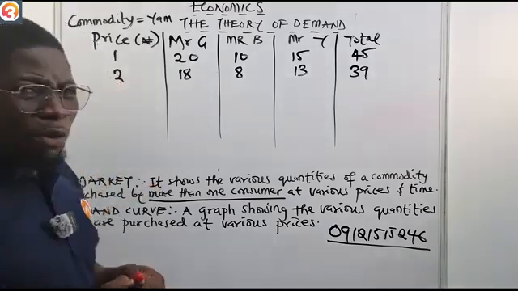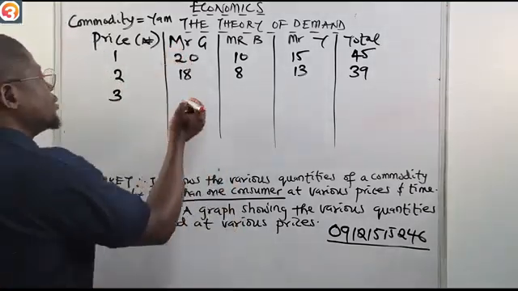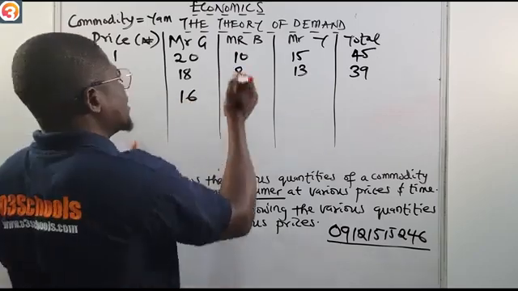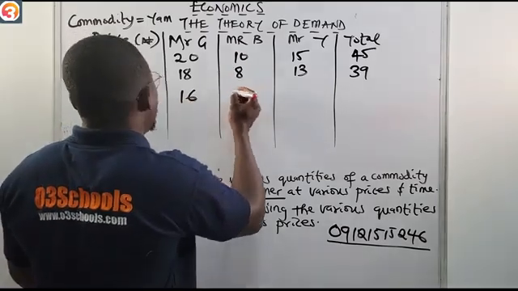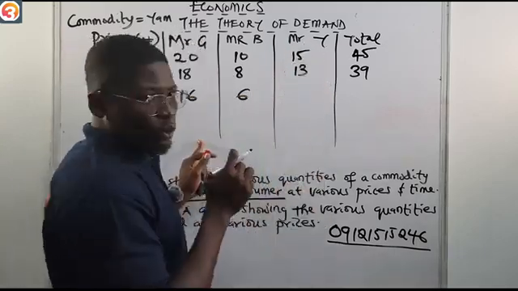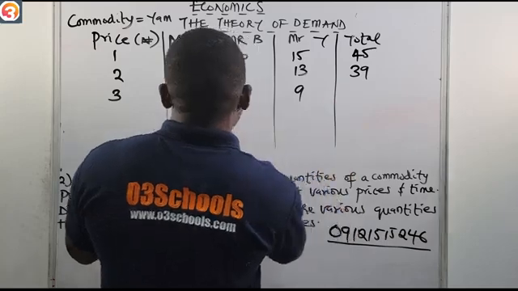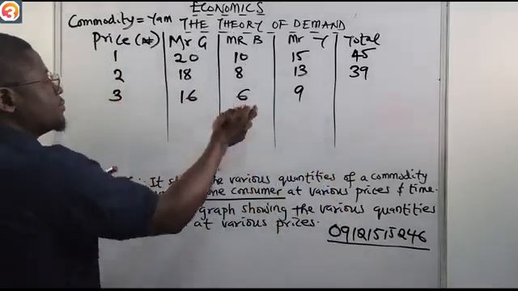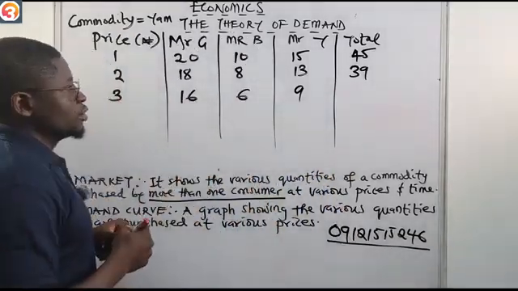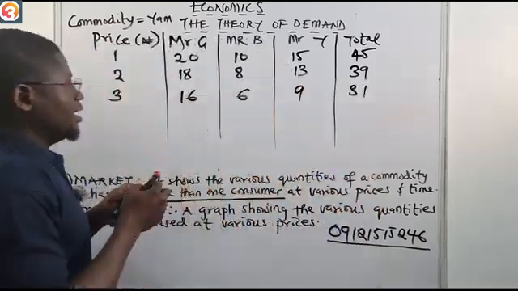Now when the price of the commodity went to 3 naira, Mr. Green was able to afford 16 tubers. Mr. Blue was able to afford 6 tubers. Then Mr. Yellow was able to afford, let's say, 9 tubers. Then if you add this together, I'm going to have 6 plus 16 is 22. Okay, 22 plus 9 is what? Is 31. All right. Now let's proceed.